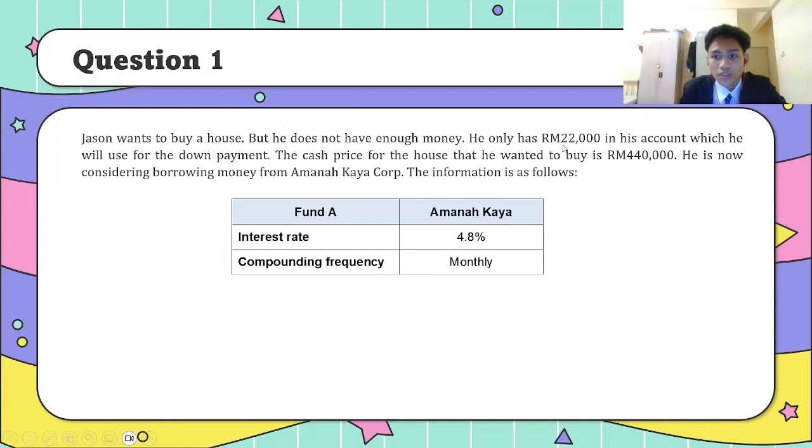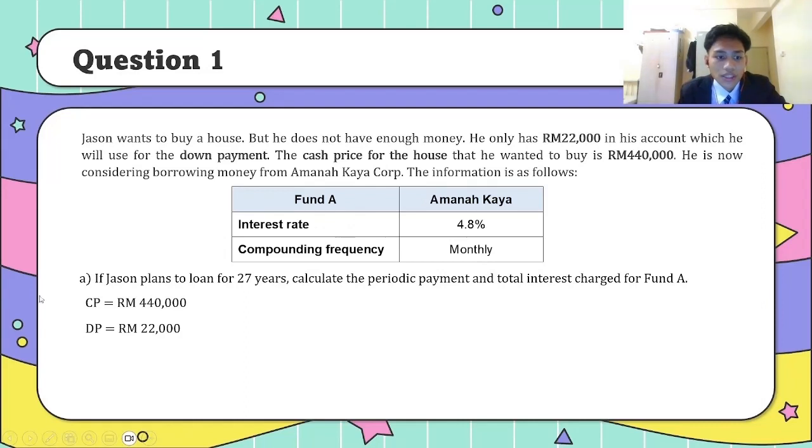The information is as follows. Amanah Kaya Corp is offering an interest rate of 4.8% and the compounding frequency is monthly. First of all, you need to highlight 22,000, and list out the cash price for the house and the down payment. You need to use this formula to find A. The answer for A is 418,000 ringgit.